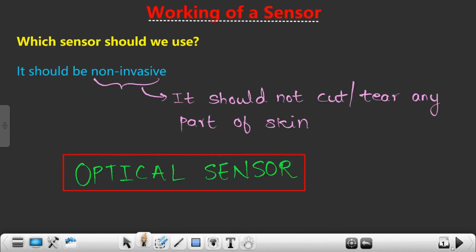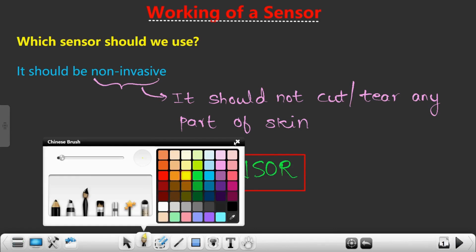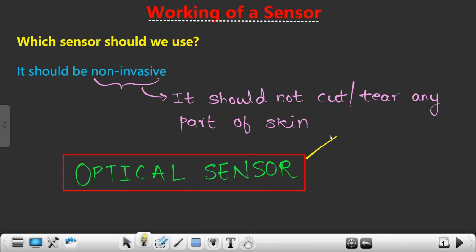The first point that we discussed was that we are going to use an optical sensor. An optical sensor has two important components: one is the transmitter, sometimes referred to as the emitter, and the other important component is the receiver, or sometimes it is also known as the detector.